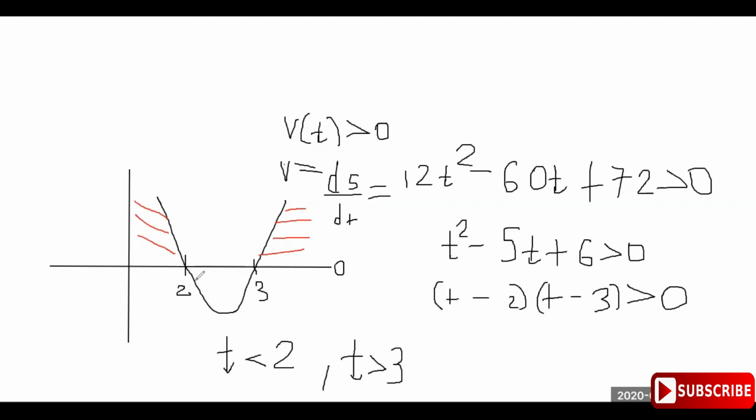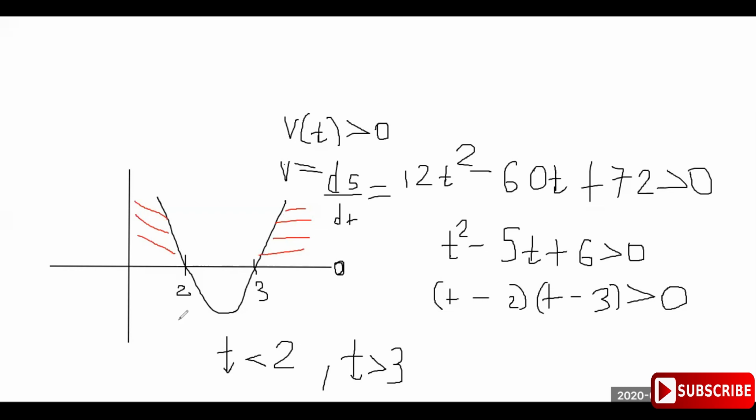If t is between 2 and 3, then velocity is going to be negative right here, because it's below. When it's below, it's less than 0. That's why I put this 0 right here. This signifies the line where v is equal to 0, and 1 when it's greater than 0, so it's above this line.